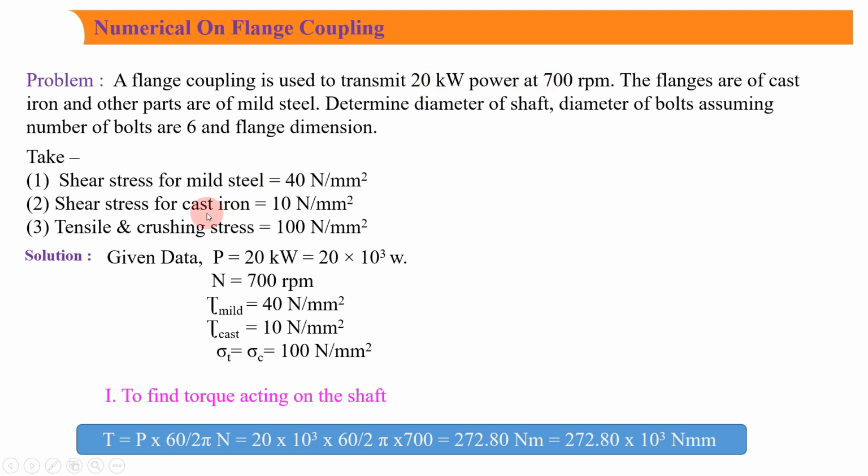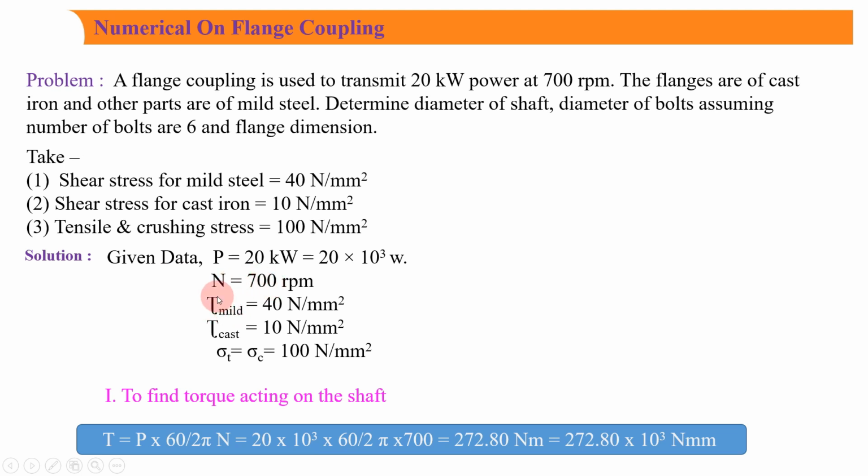So let's start the solution. We know the first step of the solution is to write the given data as it is. They have given P is equal to 20 kilowatt, so we need to convert it into watt, that is 20 into 10 raised to 3 watt. Then capital N shows RPM, revolutions per minute. The coupling is used to transmit 20 kilowatt power at 700 rpm, so N is equal to 700 rpm.